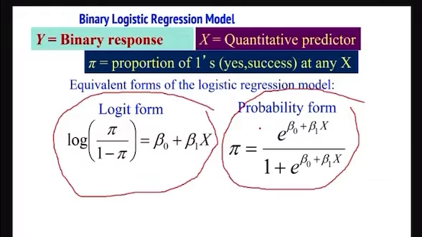Let's say, for instance, I ask you to write a fitted model. If I'm not specific, you can write it either way. But if I say, write the logit form of a logistic regression, I'm expecting this one. If I say, write the probability form, then I'm expecting that. But if I'm not specific, then you can write either. Have I answered your question?